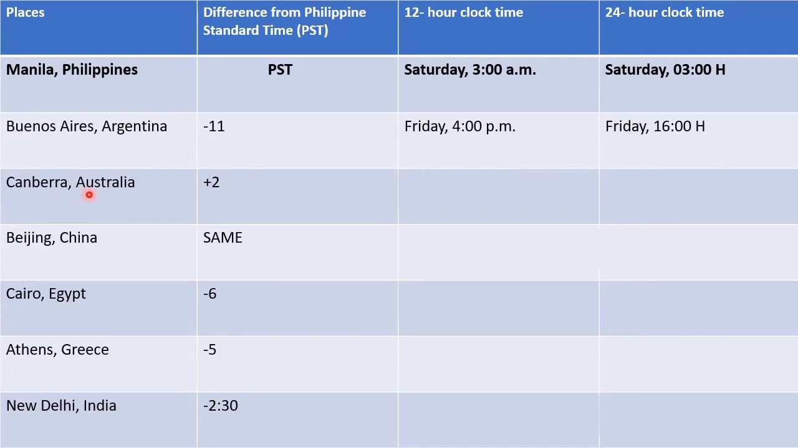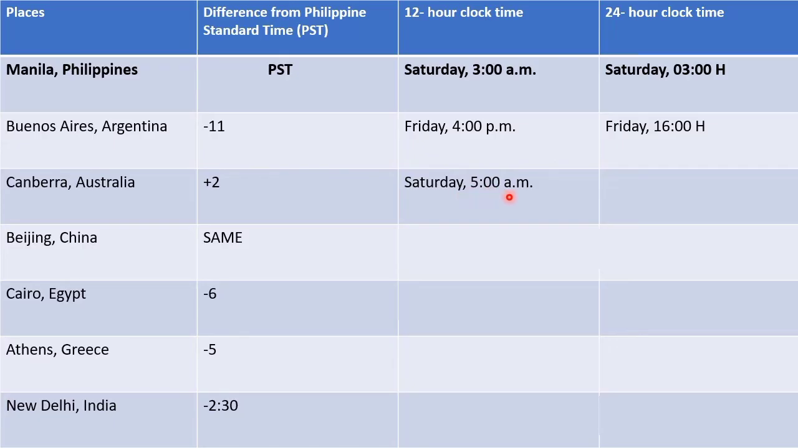Next is Canberra, Australia. So, yung difference niya from PST is positive 2. So, pagka sinabing positive, dadagdag ka dito sa 3 a.m. Ibig sabihin, mas ahead ng 2 hours yung time ni Australia sa time ni Philippines. Okay? So, if the time of Manila, Philippines is Saturday 3 a.m., sa Canberra, Australia, ito ay Saturday 5 a.m. kasi nag-add ka ng 2 hours. So, 3 plus 2 is 5.